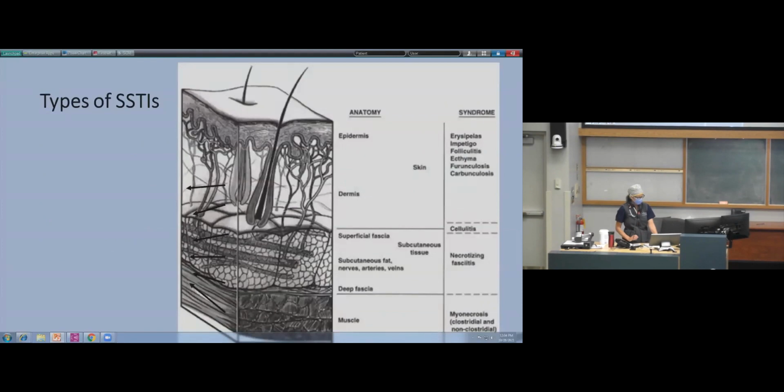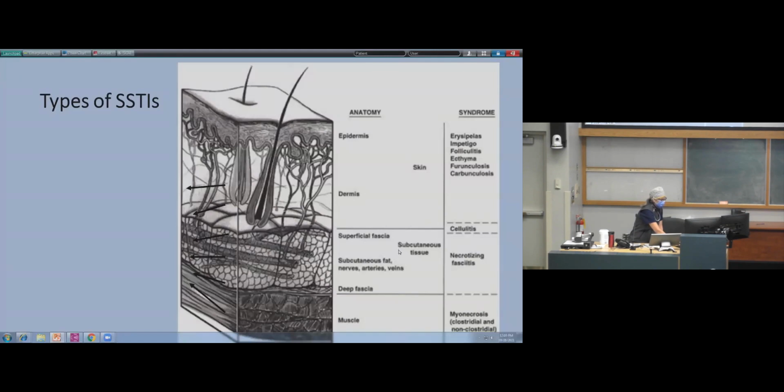In terms of types of skin and soft tissue infections, there's a lot of different types that really affect every level of the skin down to the muscle. And there's some that I'm not going to talk about. This is the part where I tell you what I'm not going to talk about. I'm not going to talk about things like impetigo and folliculitis that affect the superficial levels of the skin. And I'm not going to talk about necrotizing fasciitis or other necrotizing skin and soft tissue infections. And I'm not going to talk about myonecrosis or anything in the muscle. So I'm really going to focus on cellulitis and abscesses.